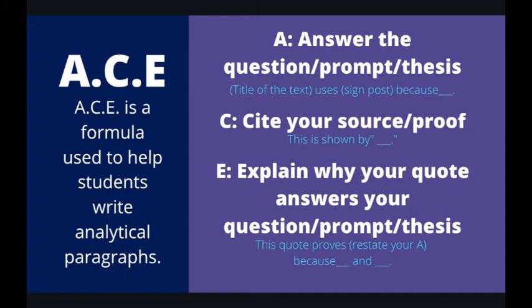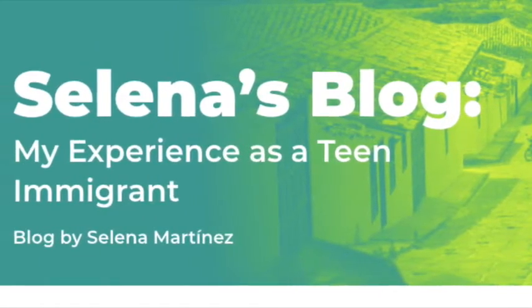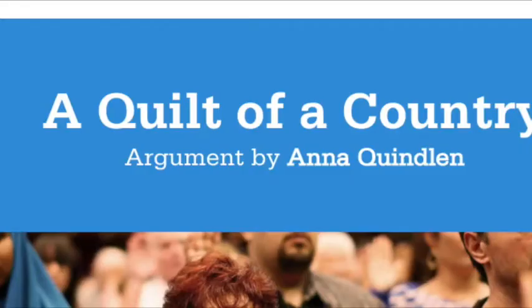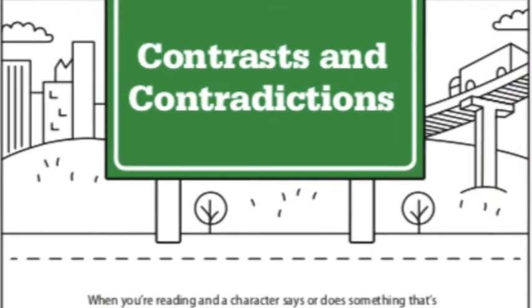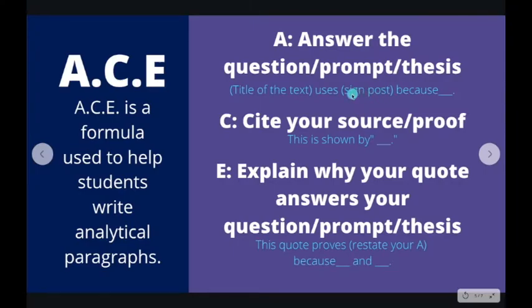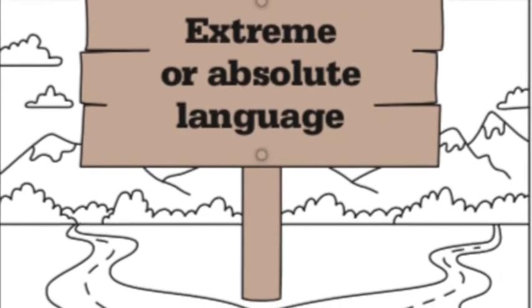Now I've updated a lot of these sentence stems. So we have title of the text, uses, signpost, because, and blank. Our title of the text, that's going to be whatever we're reading. So our first one that we did was Selena's blog, so you put Selena's blog there. We just finished doing Quilts of a Country, you put Quilts of a Country there. Whichever one we're using, that's what you're going to put here. You're going to put uses, then whatever signpost I give you. Contrast or contradictions, exaggerative language, whatever it may be.